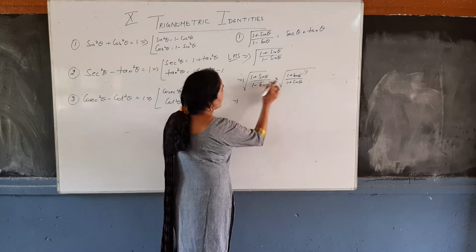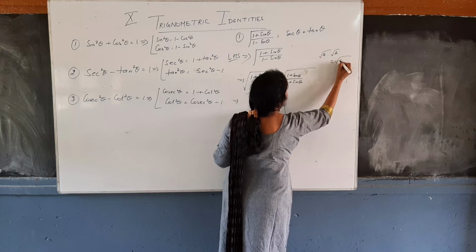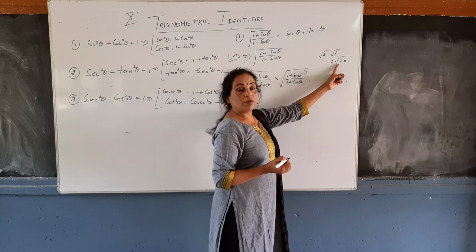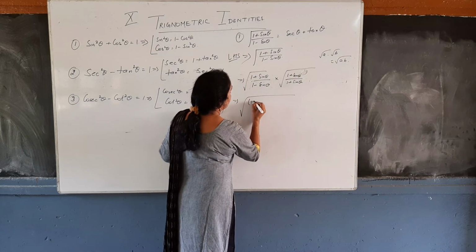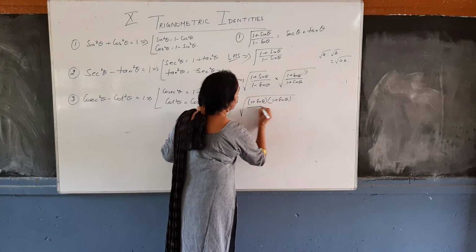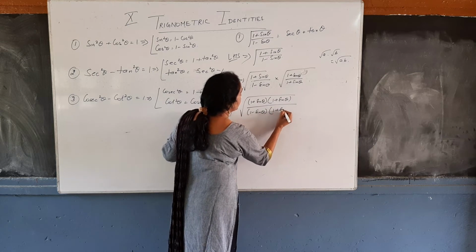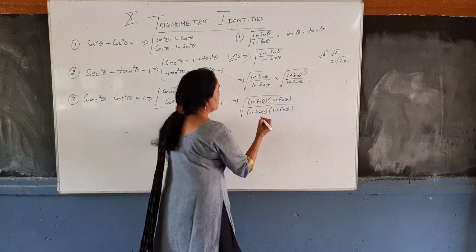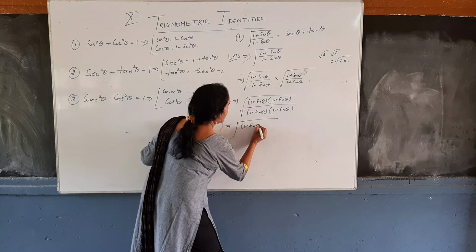So both the roots are given. Suppose root a into root b is given, we can write it in the same root as root ab. So here what we will get? We will get 1 plus sine theta into 1 plus sine theta. Similarly in the denominator, 1 minus sine theta, 1 plus sine theta. So 1 plus sine theta, 1 plus sine theta is given, so we will write like this: 1 plus sine theta whole square.